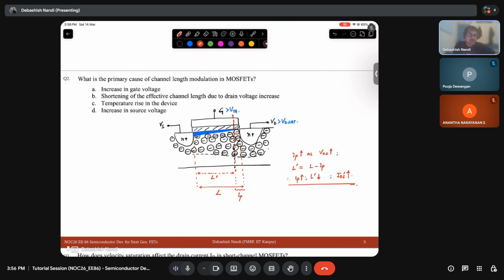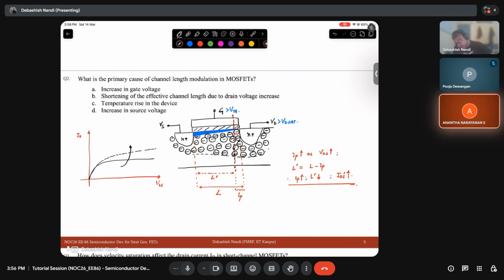And what are the trends of channel length modulation? What are the characteristics? If you have VDS and ID, you need to understand in which plot we can see the effect of channel length modulation. So if this is without channel length modulation, then with channel length modulation, you will see it will be above, something like this. Slightly linear.